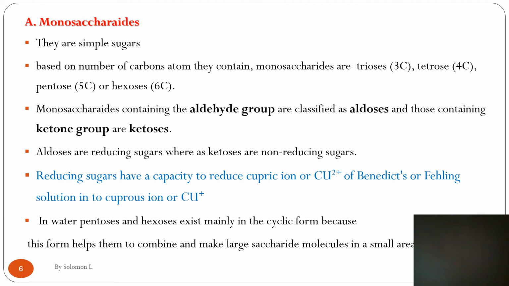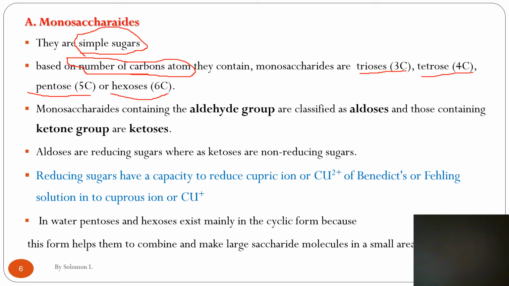Okay, and this is about monosaccharides. Monosaccharides are simple sugars because they are made up of one sugar unit. Based on the number of carbon atoms they contain, these monosaccharides can be grouped as triose, monosaccharides with 3 carbon atoms, tetrose, monosaccharides with 4 carbon atoms, pentose, monosaccharides with 5 carbon atoms, whereas hexoses are monosaccharides with 6 carbon atoms.